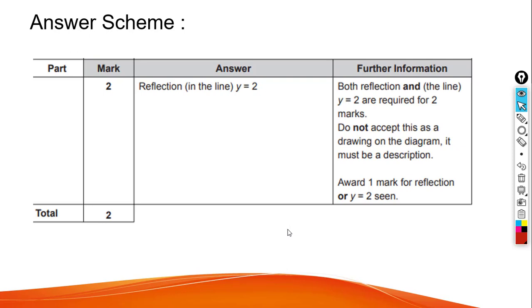They will also award you 1 mark for a reflection if they see the reflection line there. So of course, the reflection line should be there, and also your description as a reflection in the line y equals 2.